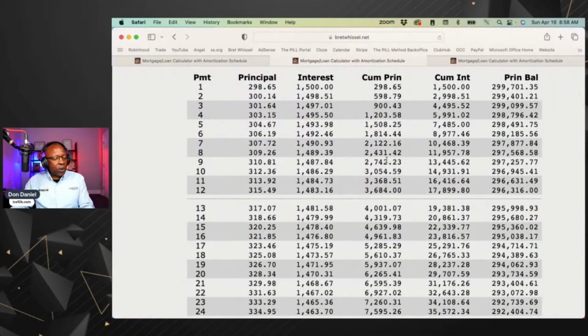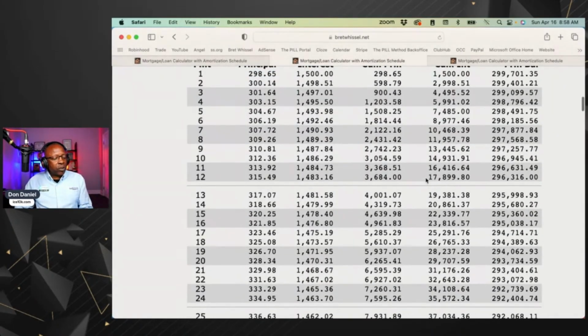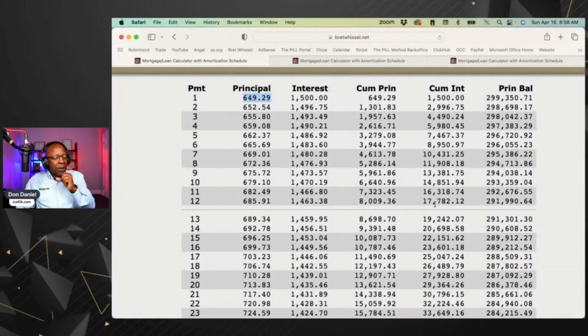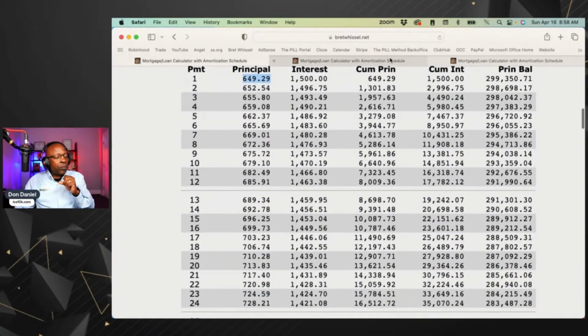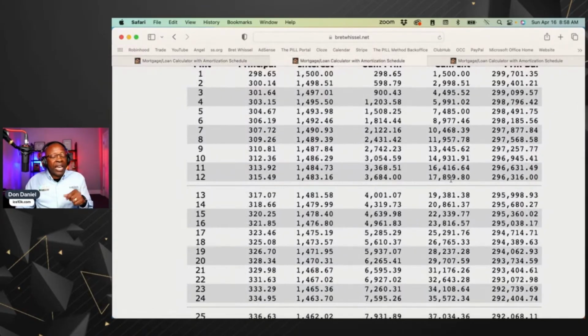Watch this. A 30-year loan, the interest cost on the first year is $17,899, almost as much as on a 20-year loan. Look at 20-year, $17,782, 30-year, $17,899, virtually the same amount. Okay, just a few dollars difference. You would think that a 40-year loan would be way more money than this in the first year.